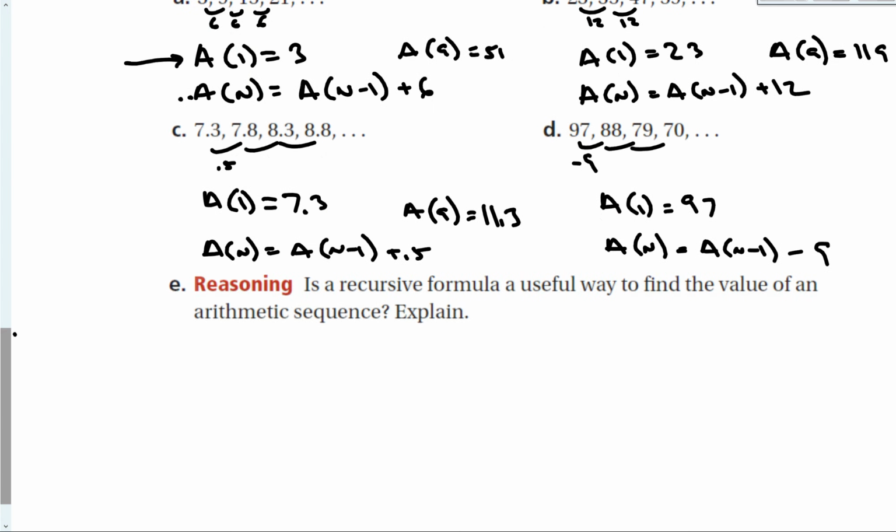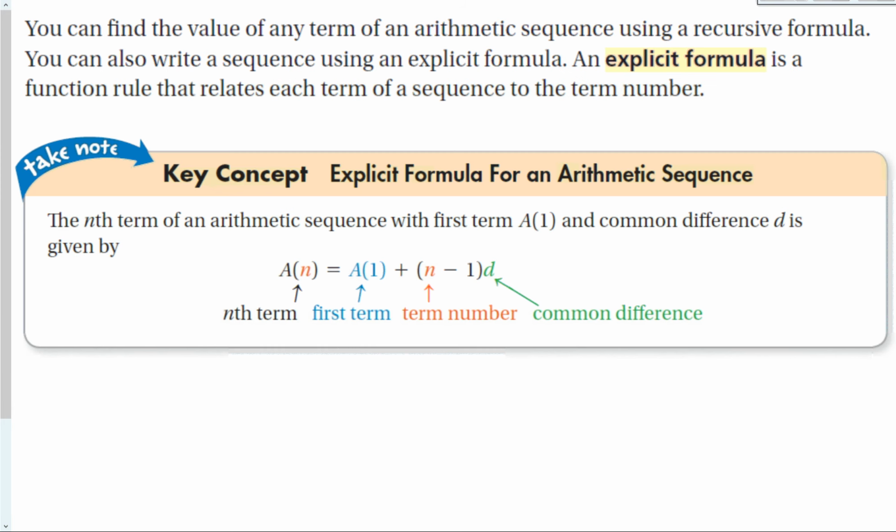So is a recursive formula a useful way to find the value of an arithmetic sequence? Yes, it is, provided the sequence is not too long, provided you don't want a really, really high value. 9 was not so bad. Beforehand I just added the difference 5 times to get the next one. There is a better way to get values for these sequences if you want to find one way in the future.